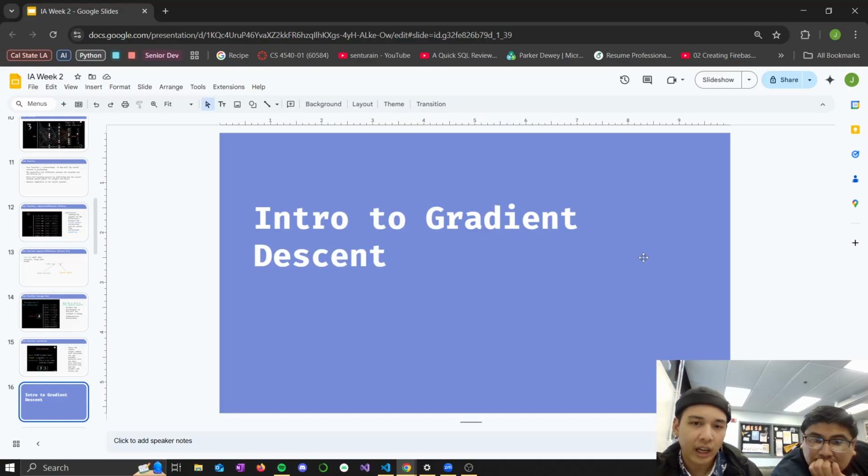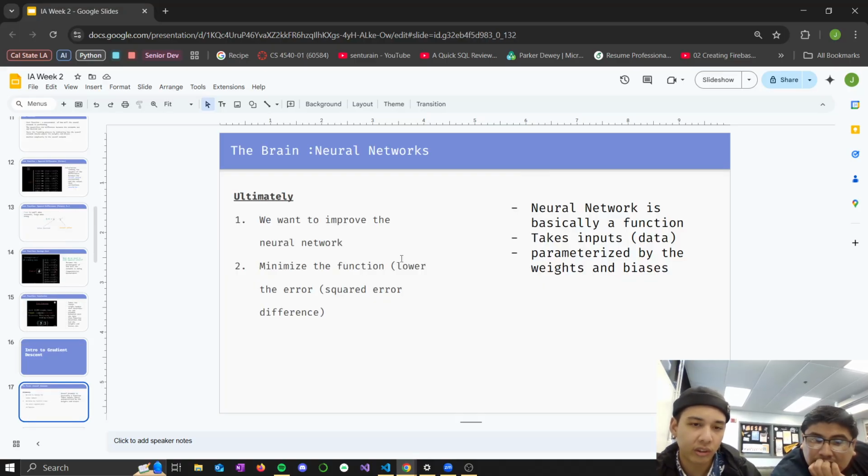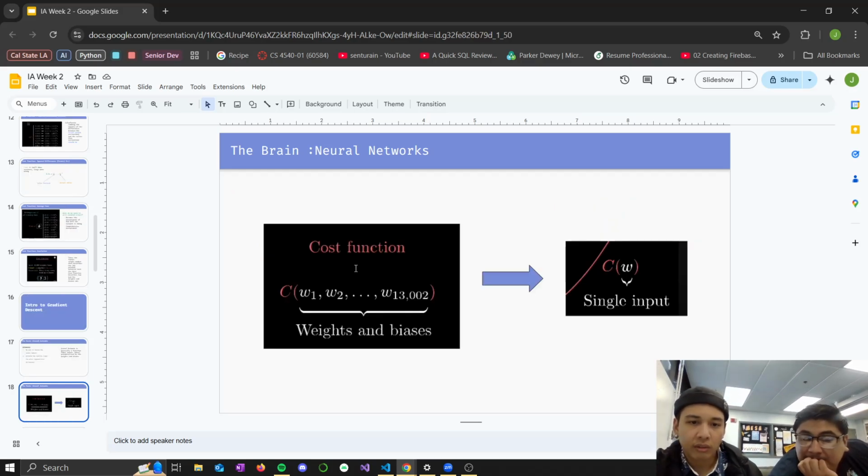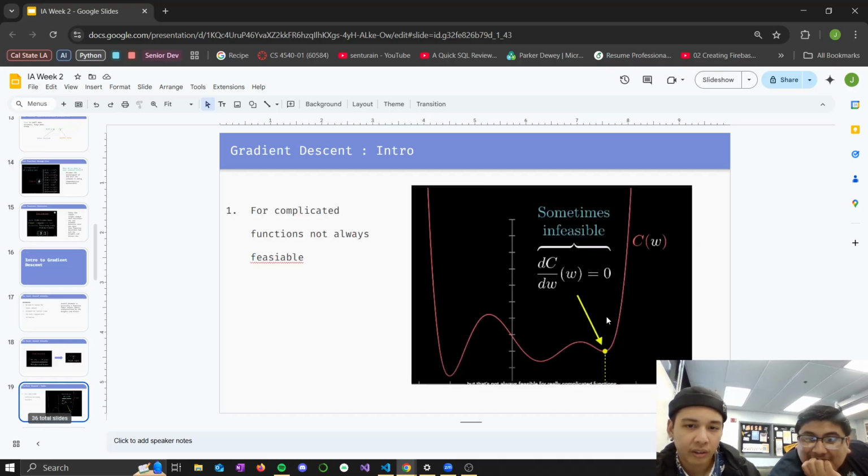You asked how we adjust these. It's something we call gradient descent, but this is an introduction to it. We want to improve the neural network, and the way we improve it is by adjusting the weights and the biases, because the neurons are set values, but it's which ones we want to activate to get the desired output. This is our cost function, and it usually takes the weights and biases, but you could think of it as a single input right here.